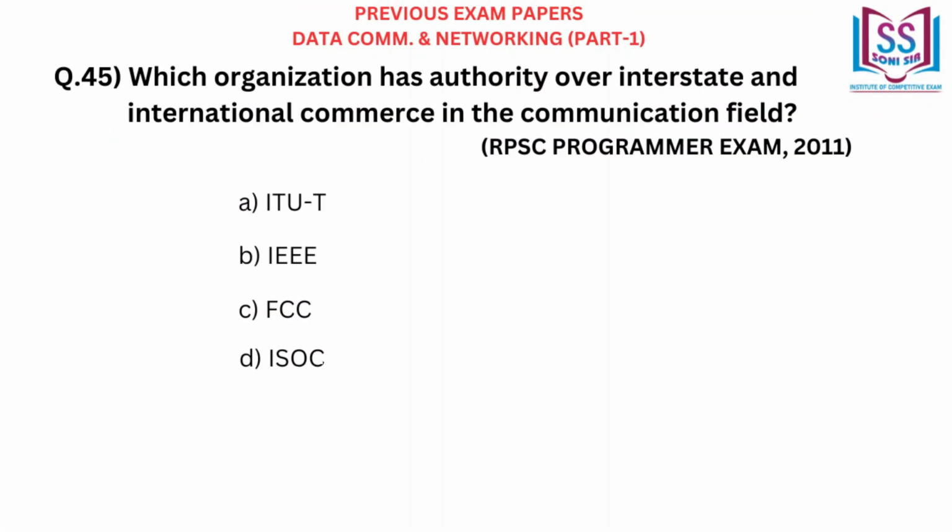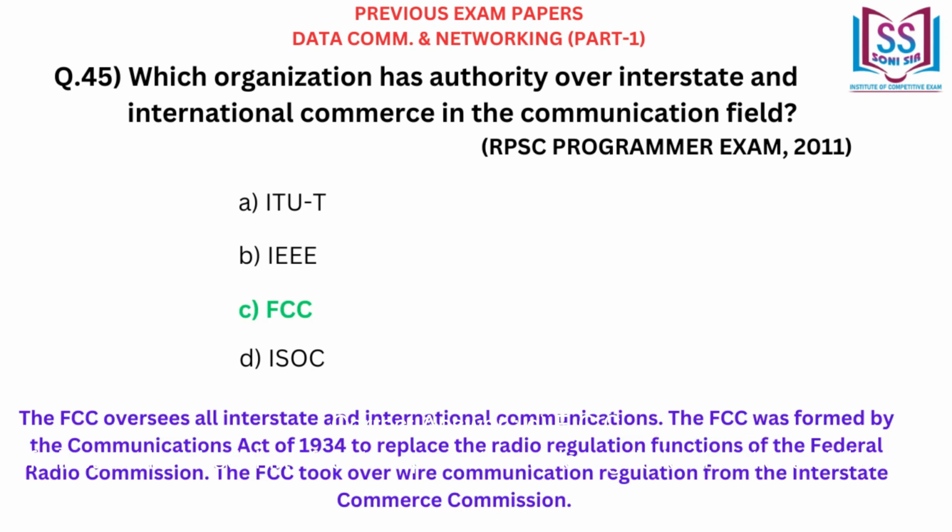Which organization has authority over interstate and international commerce in the communication field? A. ITU-T. B. IEEE. C. FCC. D. ISOC. Correct answer C. FCC. The FCC oversees all interstate and international communications. The FCC was formed by the Communications Act of 1934 to replace the radio regulation functions of the Federal Radio Commission. The FCC took over wire communication regulation from the Interstate Commerce Commission.